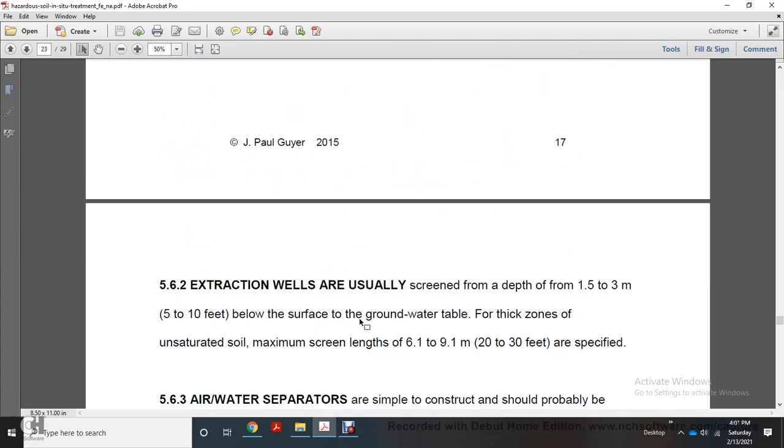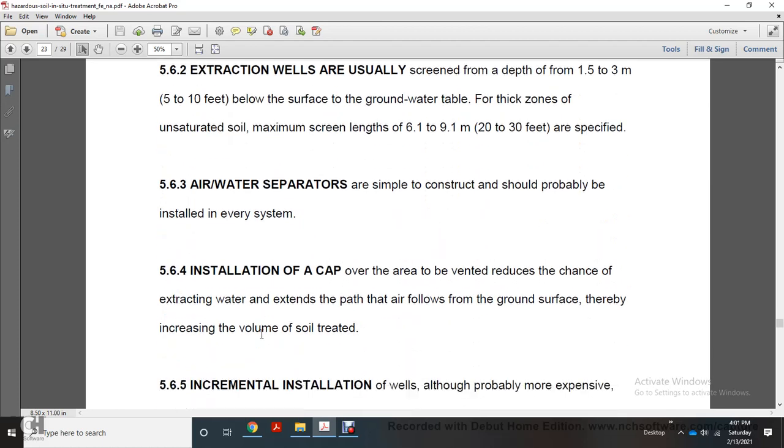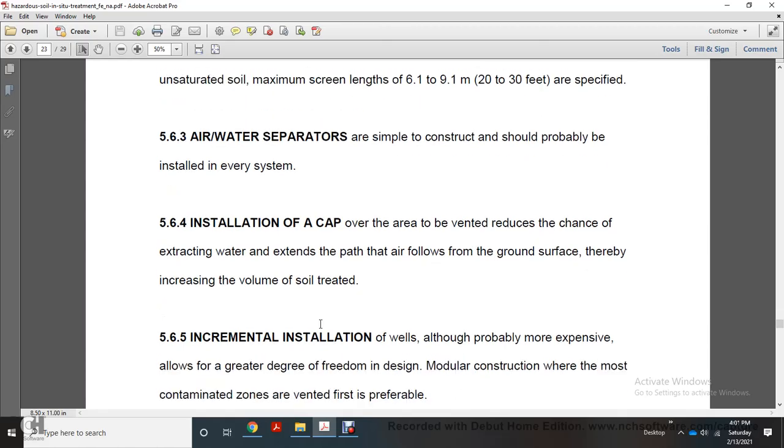Extraction wells are usually screened with a depth of 1.5 to 3 meters, or 5 to 10 feet, below the surface of the groundwater. Depending on the thickness of the unsaturated soil zone, maximum screen lengths of 20 to 30 feet are specified. Air water separators should be properly installed at every system. Install a cap over the area to be vented to reduce the chance of extracting water, extending the path of the airflow over the ground surface, and thereby increasing the volume of soil treated.